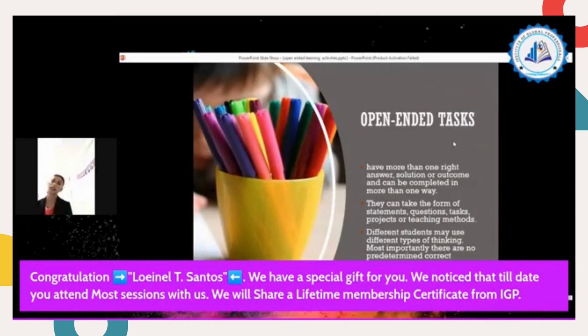As Mr. Frederick discussed earlier, open-ended tasks have more than one right answer. It can have more than one solution or outcome that can be completed in more than one way. They can take the form of statements, questions, tasks, projects, or some teaching methods.